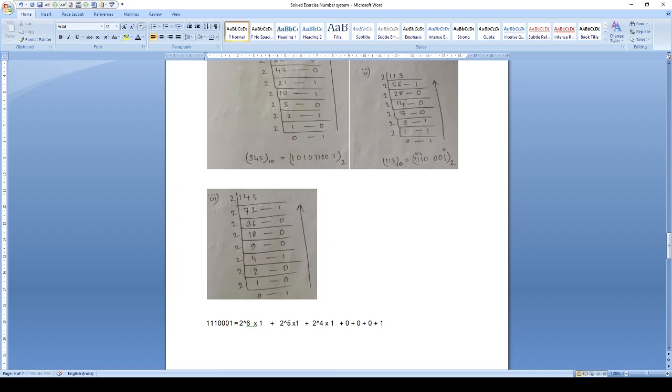Next, you have to find what is 2 to the power 6. 2 to the power 5 means 32. 2 to the power 6 means 64, right? So 2 to the power 6, 64, plus 2 to the power 5 is 32, plus 2 to the power 4 is 16, plus 0 plus 0 plus 0. There will be 3 zeros, plus 1. Right.